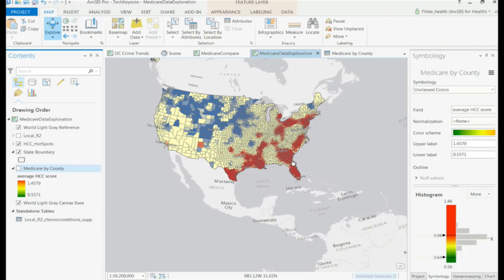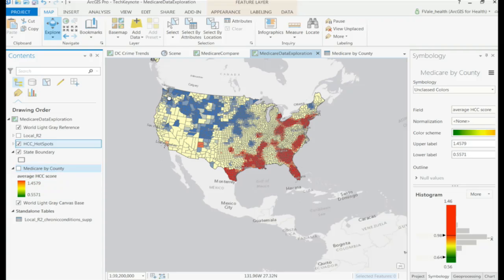The areas in red are statistically significant clusters of high values of HCC scores. And so I can be confident that these high values are not clustered randomly. There's something happening in this area that I need to explore further when I'm trying to understand what is causing HCC scores to be high or what would be causing Medicare spending to be high.